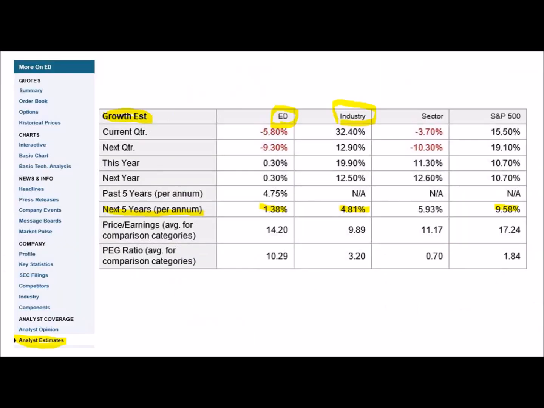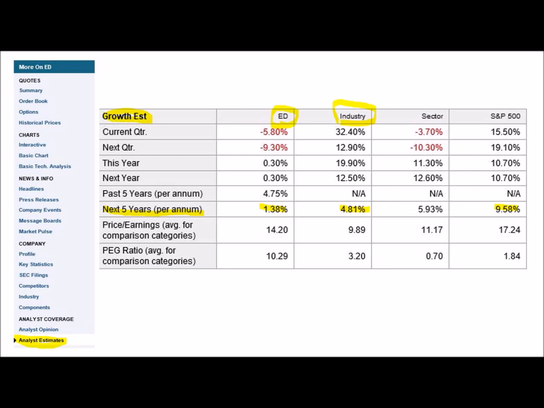Then we go to analyst estimates, which is down at the bottom of the page that we're looking at. There you can see that the growth estimate for the next 5 years per annum is 1.38. That means it's only going to grow 1.38% each year. That's not very exciting when the industry itself is growing at almost 5% a year and the S&P is growing at almost 10% a year.